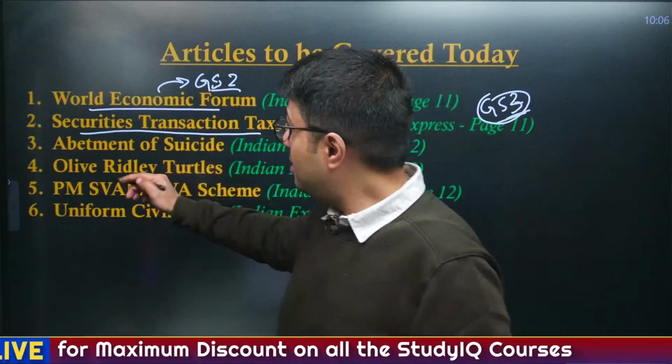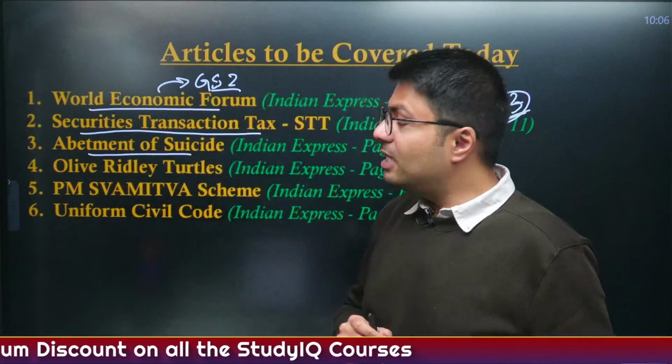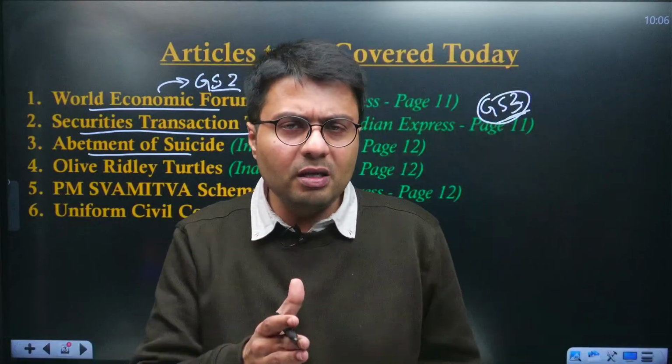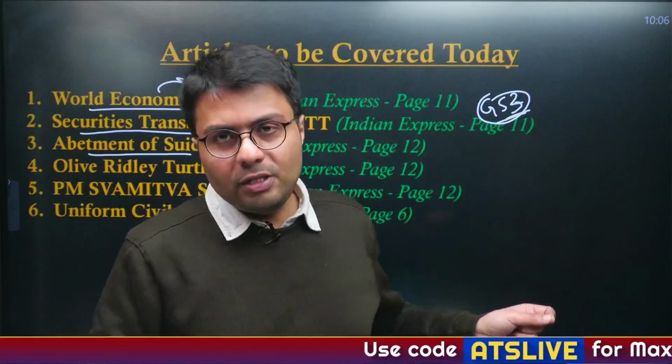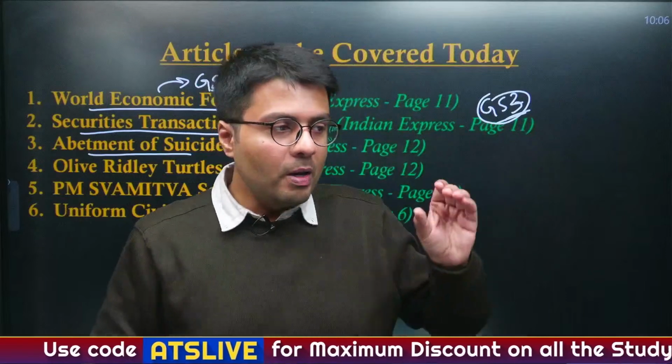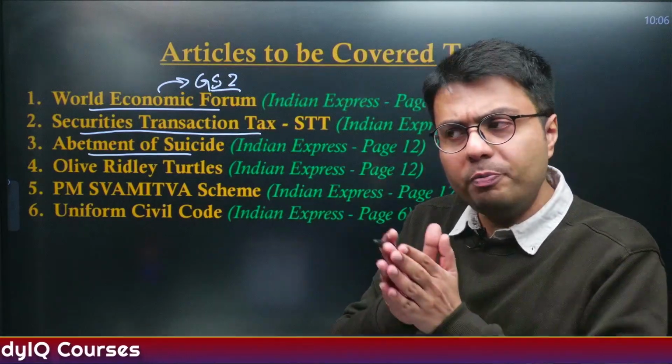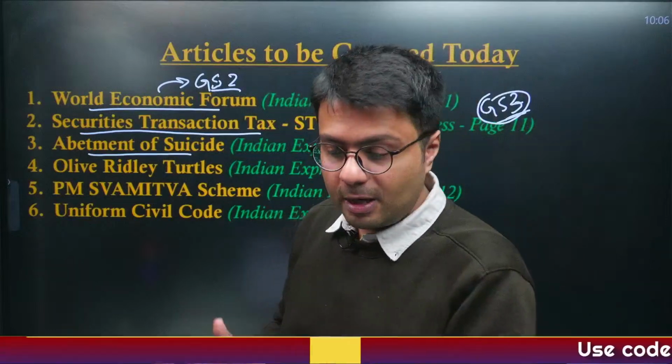Further, the third article deals with abetment of suicide. This appeared in the explained section, and it deals with the Supreme Court's observation on what kind of act can constitute an act which promotes or forces a person to commit an act of suicide. So, we'll try to understand that in detail along with what the observations of the Supreme Court in this matter are.